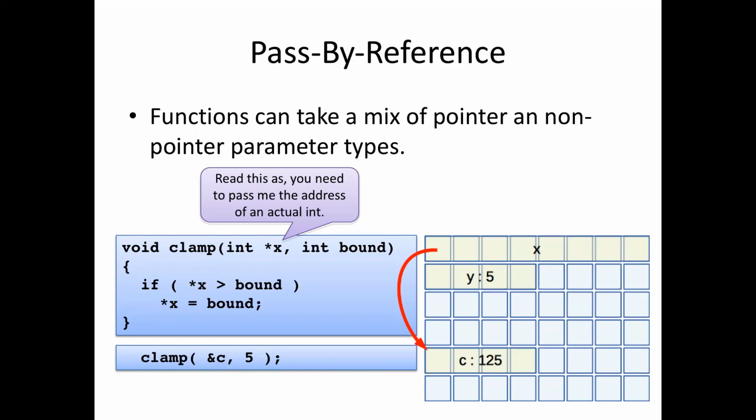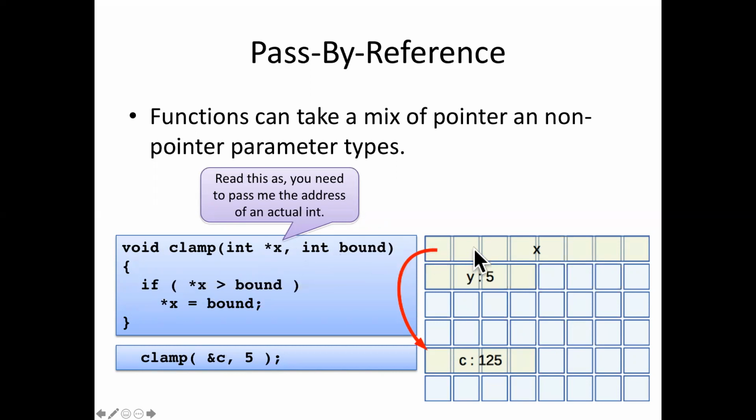Here, I made up a function clamp. You give it the address of an int and a bound. And the idea is if that int is bigger than the bound, it'll pull it down to whatever that bound is. It'll lower it if it's too big. So for the variable that it's supposed to change, it seems like I have to pass that by address so that the function can change it. But I'm never going to try to change bound, so I just pass that by value.